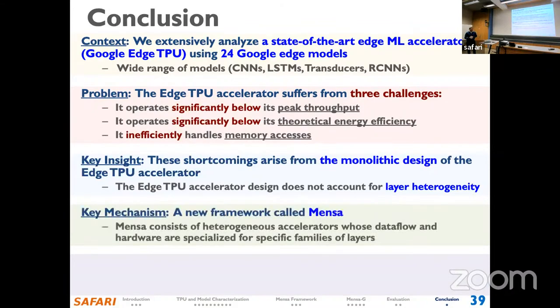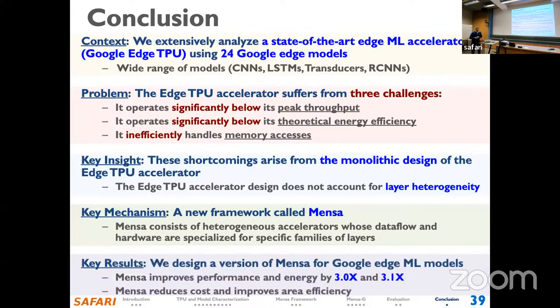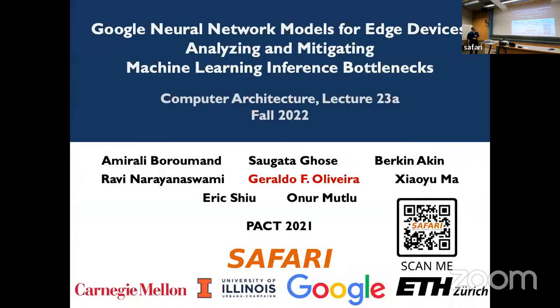To solve this problem, we propose Mesa, a framework to design heterogeneous accelerators that cater to the particular properties of each one of the layers. And you see that it outperforms the baseline Google HTTP accelerator both in terms of energy and performance, at the same time providing lower cost and area overall compared to the baseline accelerator. And this is pretty much the paper. Any questions, Zoom and Google? Yeah?